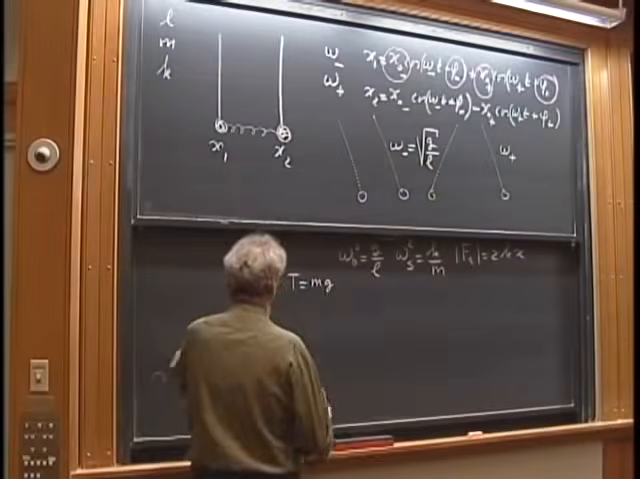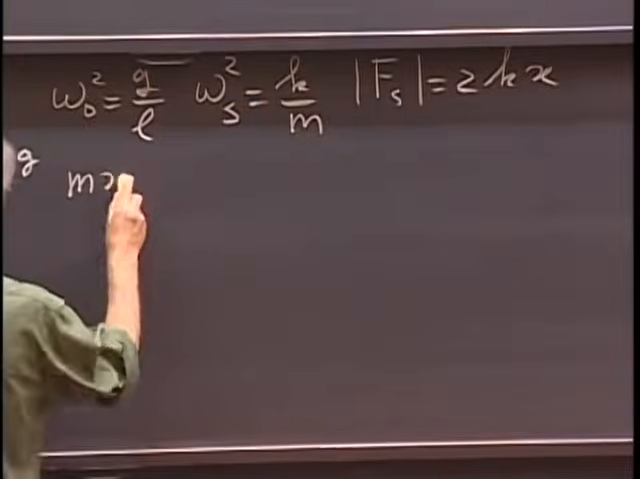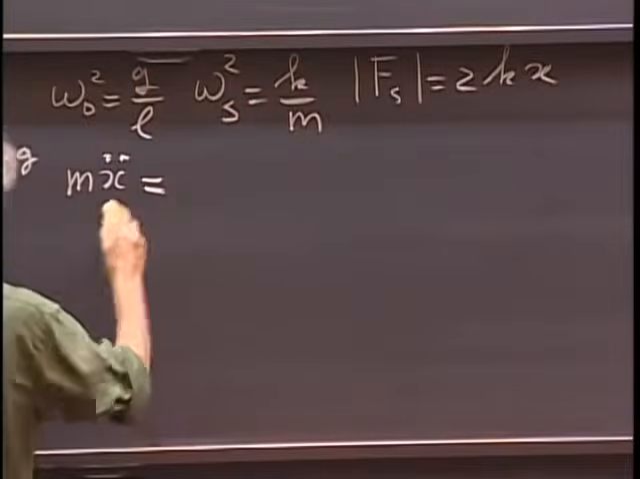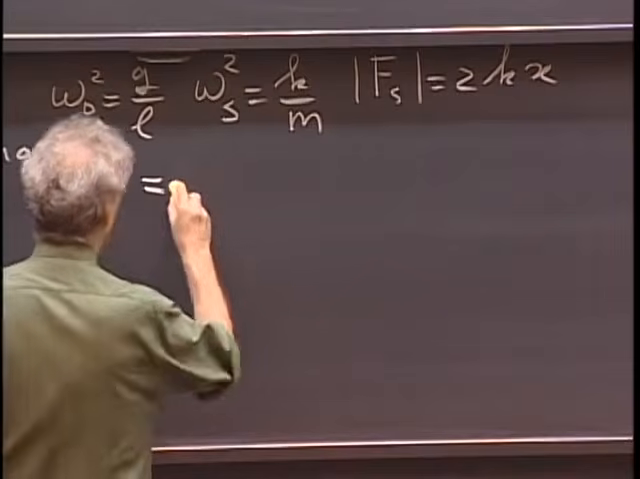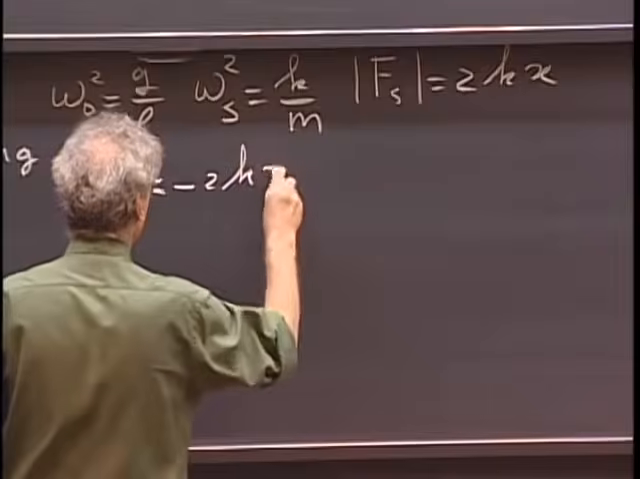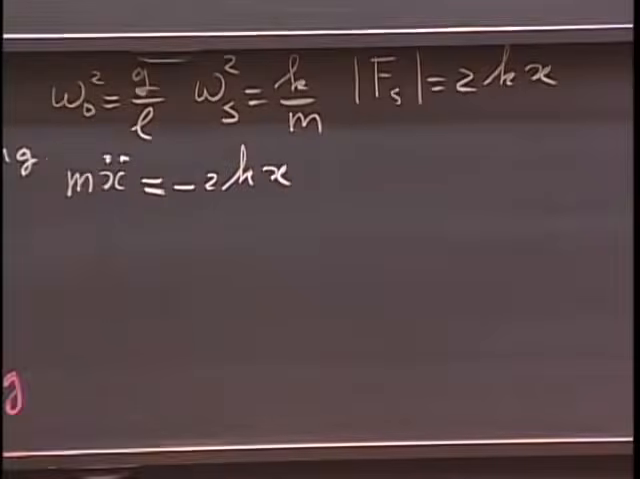So Newton's second law, m x double dot equals. Now there are two forces that I have to take into account. First, the spring force, which is minus 2kx. And then I need the horizontal component of the tension.